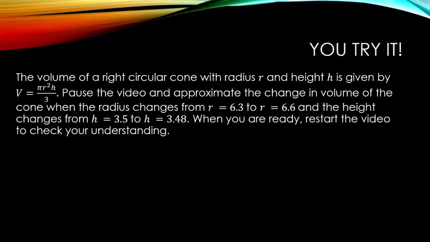Again, I have the volume of a right circular cone with radius r and height h, and this volume is given by V equals pi r squared h divided by 3. Pause the video and approximate the change in volume of the cone when the radius changes from r equals 6.3 to r equals 6.33, and the height changes from h equals 3.5 to h equals 3.48. When you're ready, restart the video to check your understanding.